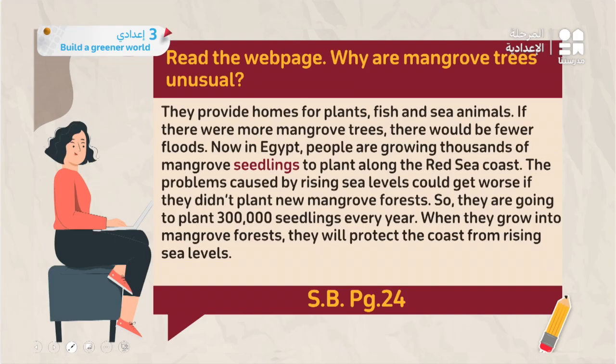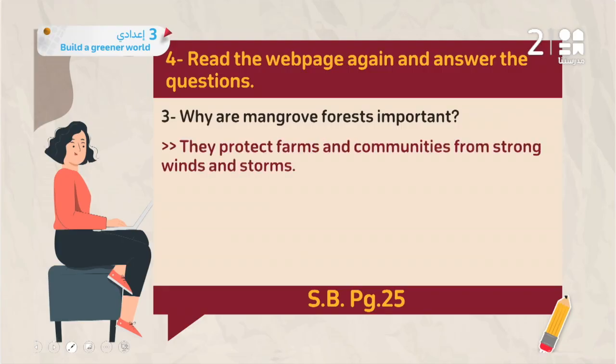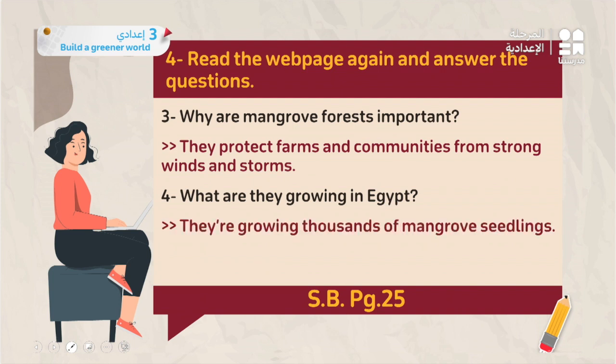وبرضو عندنا إن هما protect the coast from rising sea levels. يعني هي ليها كذا أهمية. So the answer is they protect the farms and communities from strong winds and storms. Number 4. What are they growing in Egypt? ايه الحاجة اللي هم عمالين يزرعوها في مصر؟ طبعا الإجابة كلها احنا عمالين نقولها اللي هي المانجروف seedlings.